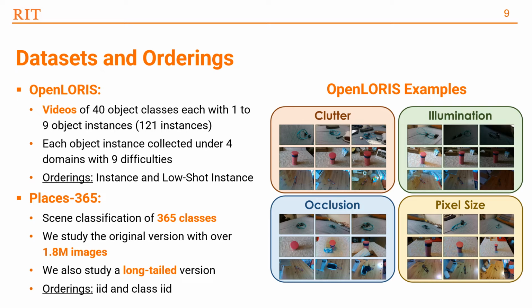For both versions of the dataset, we study 2 data orderings. The IID ordering randomly shuffles all of the images in the dataset and should be the easiest for models. The class IID ordering first organizes data by class and then shuffles images within each class. This is a non-IID ordering and should indicate how robust models are to catastrophic forgetting.